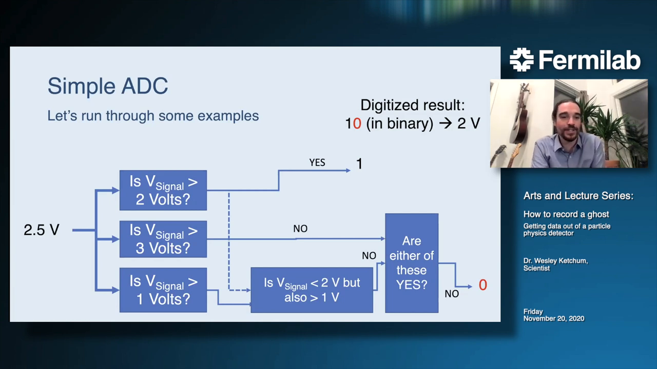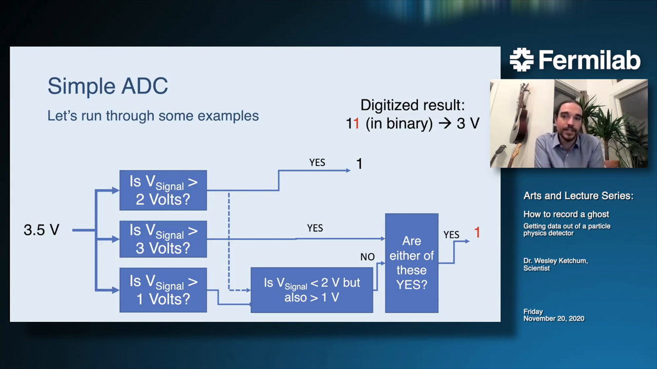Okay, so how does that work for a different value? We can run through this same thing again, say with 3.5 volts. So the top path is a yes. And if we go on the middle path, is the signal greater than 3 volts? That's a yes. And we don't even have to worry about the very bottom part because we already know, are either of the two bottom paths yes? Well, the middle one is. And so that's a yes on the output there. And so the digitized result is 1, 1 in binary, and that 1, 1 in binary is 3. And so we turn that 3.5 volt analog input into a 3 volt digital output.